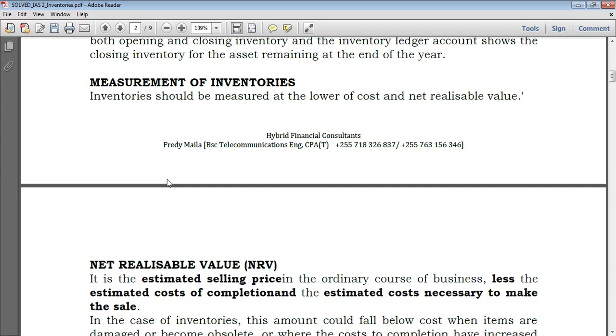Now let's go to measurement of inventories. If you go to the statement of financial position and say inventory is equal to this value, that means you have measured it, you can measure it. That's why we are confident of putting it there.